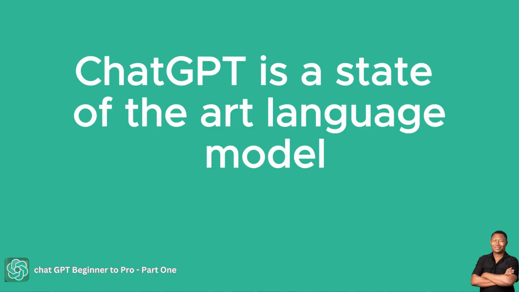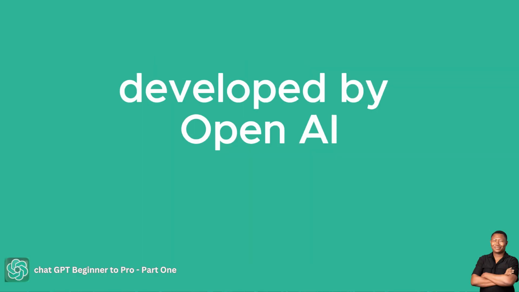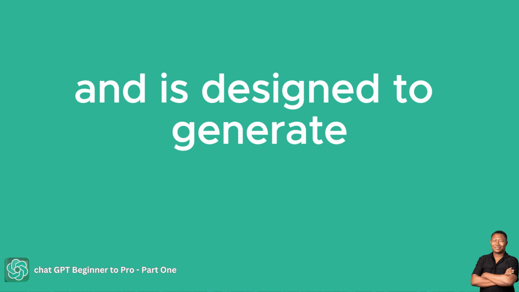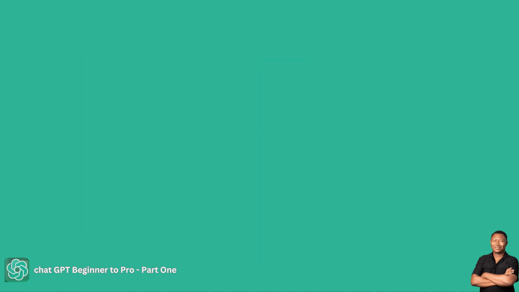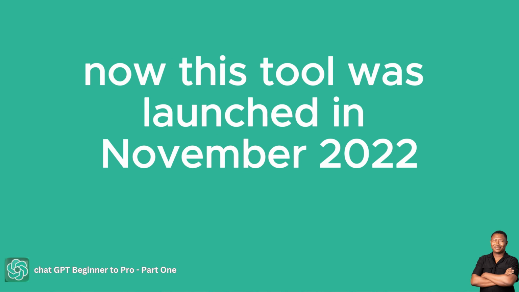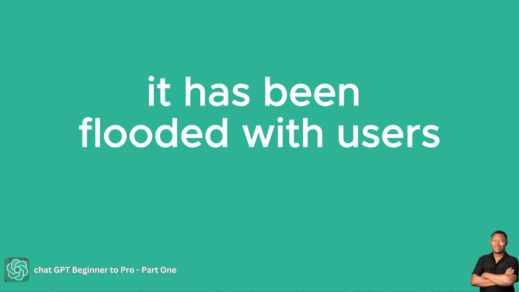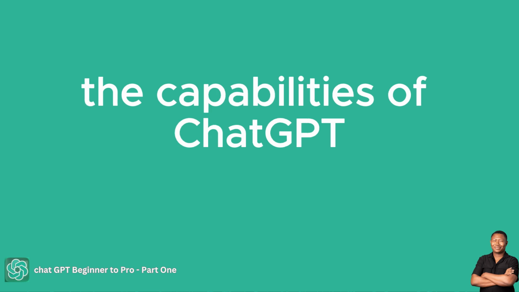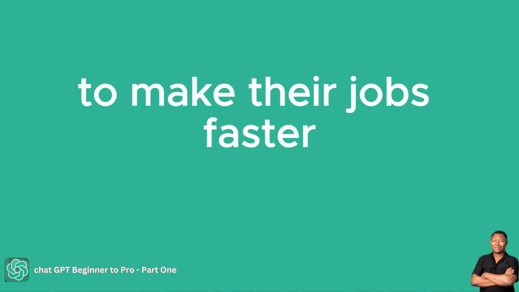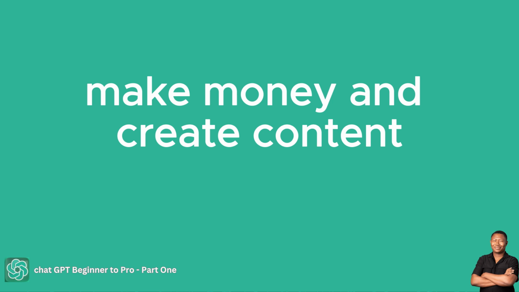ChatGPT is a state-of-the-art language model developed by OpenAI and is designed to generate human-like text in response to prompts. This tool was launched in November 2022, and since then it has been flooded with users who are trying to leverage the capabilities of ChatGPT to make their jobs faster, make money, and create content.